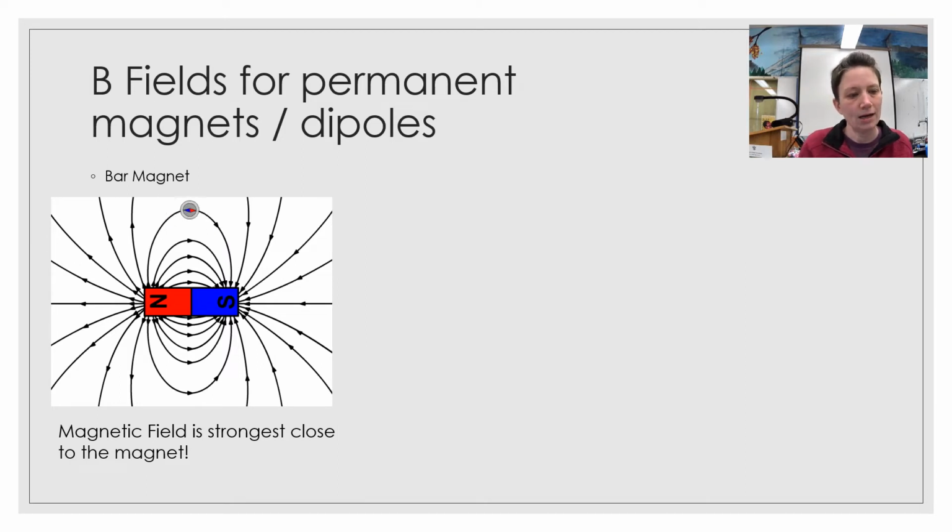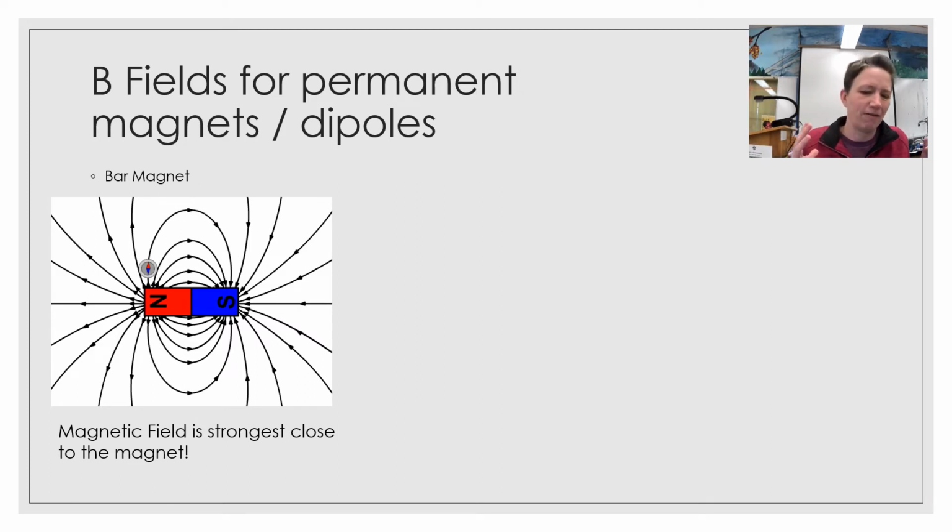When you look at that diagram, you'll notice that the field lines are densest close to the poles and close to the magnet. That means that's where the magnetic field is strongest, and as you move away, the magnetic field gets weaker. The math to calculate by what fraction the field changes strength is actually really complicated for a bar magnet, so we don't have any equations for dipoles in this class.